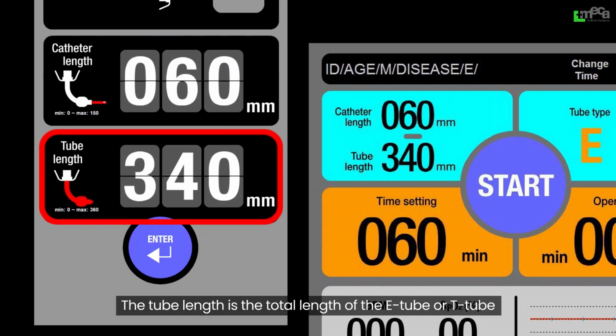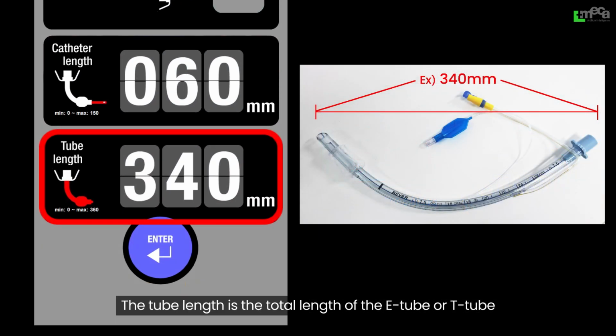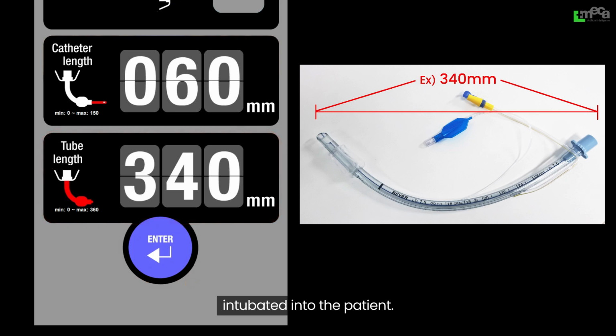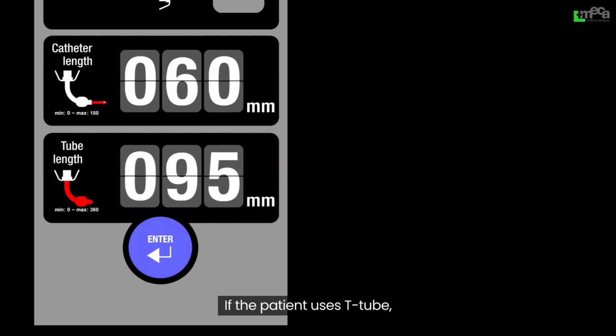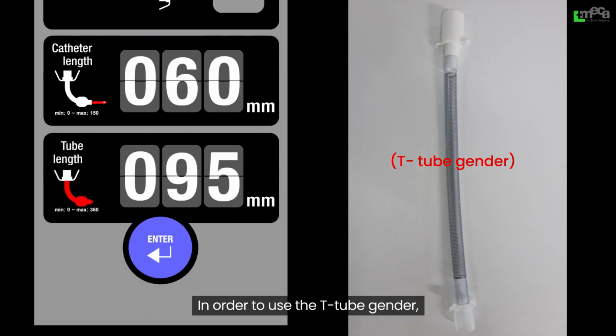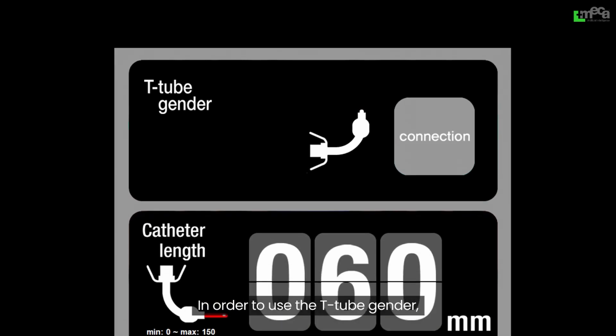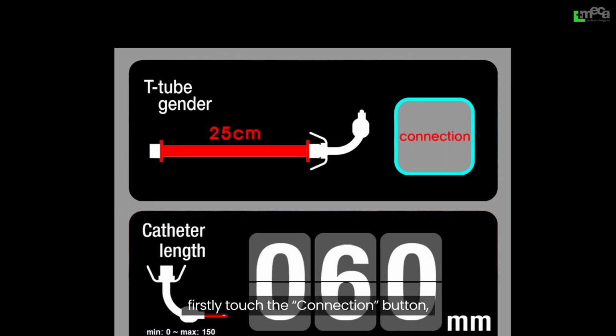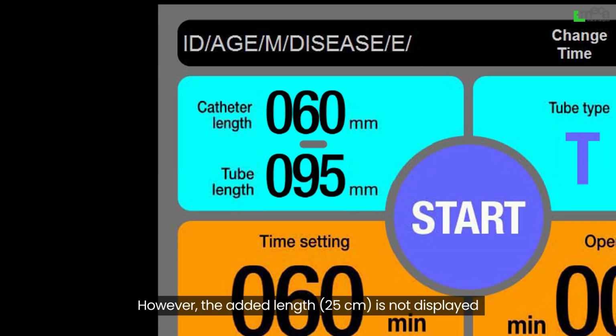The tube length is the total length of the E-tube or T-tube intubated into the patient. If the patient uses T-tube, the T-tube gender can be provided by the manufacturer. In order to use the T-tube gender, firstly touch the connection button, and the length of the tube will be extended by 25 cm more. However, the added length is not displayed at the total tube length on the main screen.